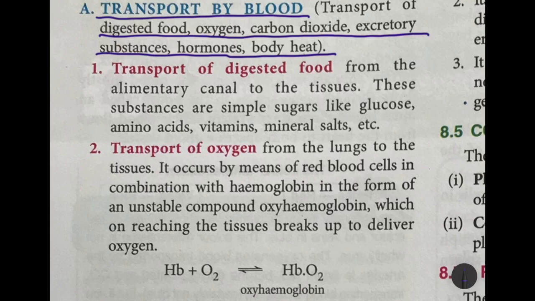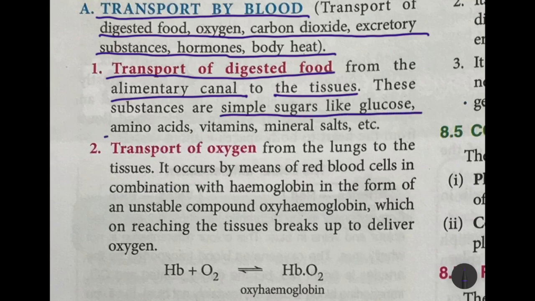Now, the first one is transport of digested food. You know that the food which is digested in the alimentary canal is taken to the tissues. These substances that are carried by the blood are simple sugars like glucose, amino acids, vitamins, mineral salts. That is the end product of digestion.